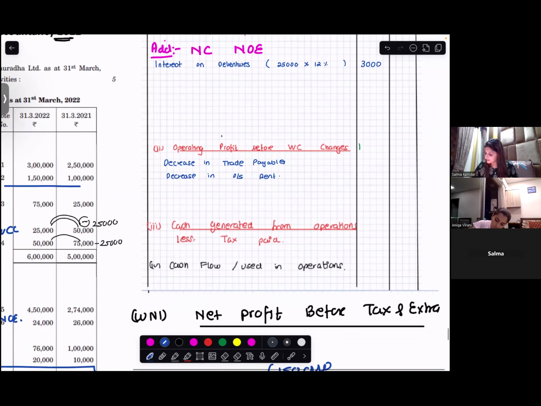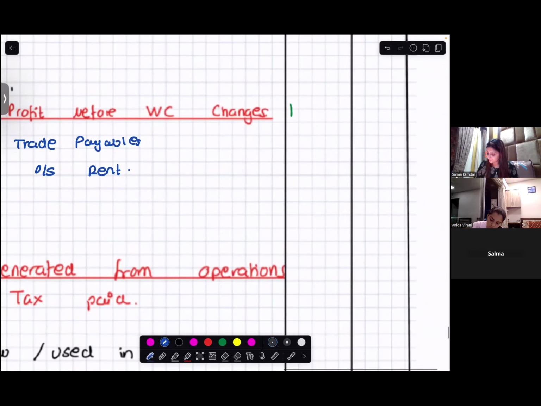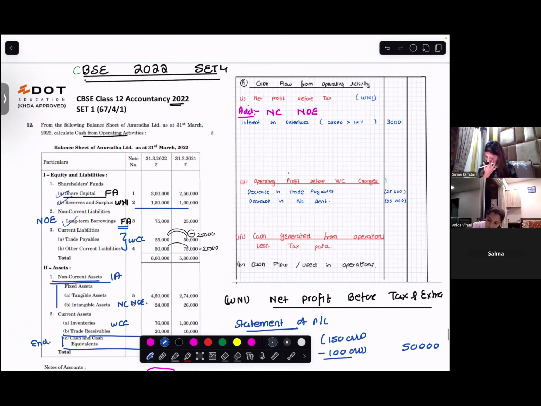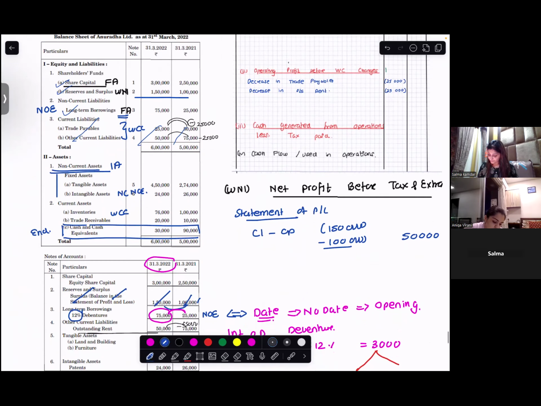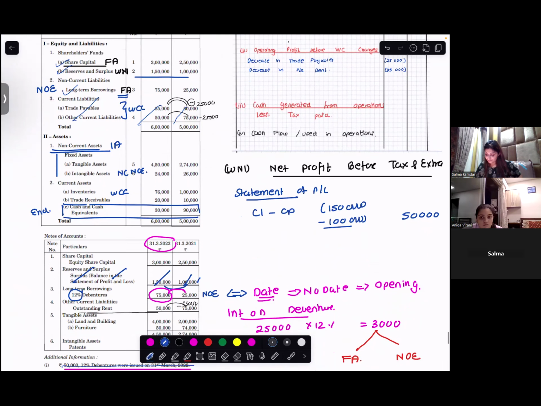Decrease in outstanding rent and both is 25,000. Done? Yes. Section over. Non-current asset, which activity? Investing.